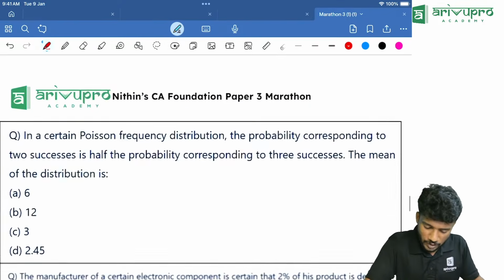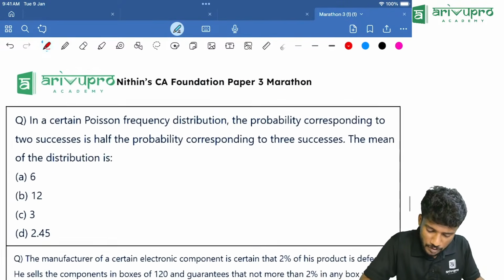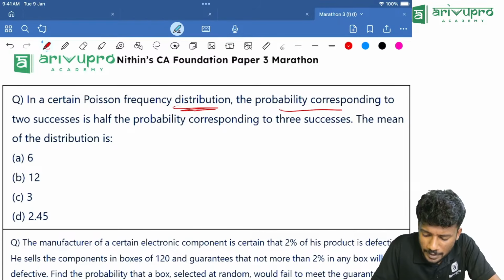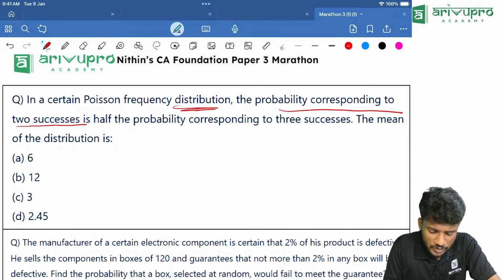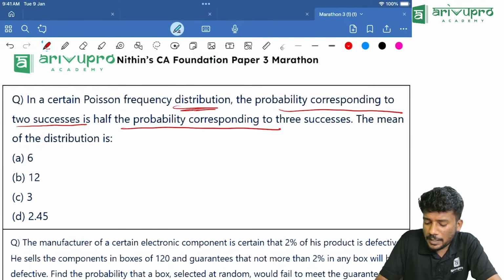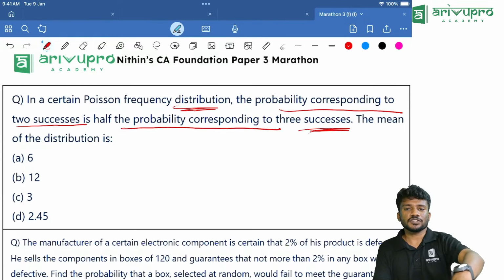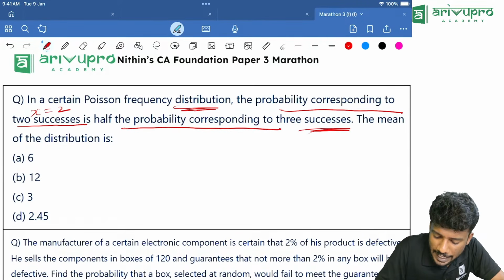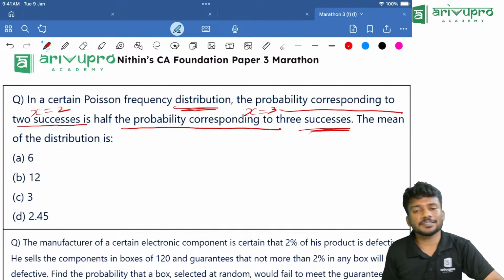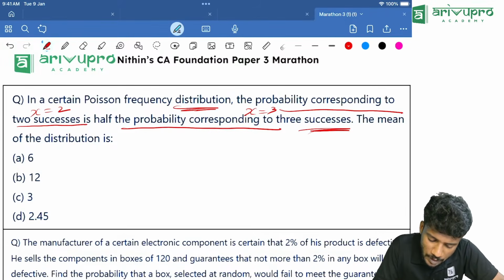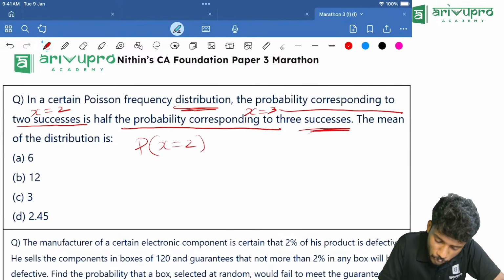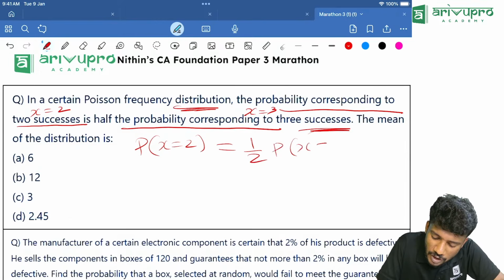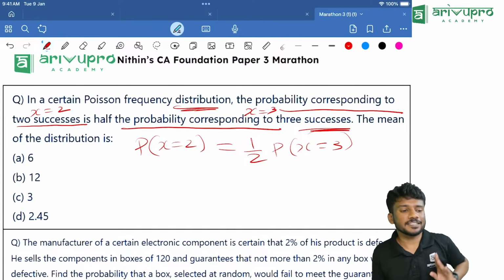Very easy. Very easy. Look here. In a certain Poisson frequency distribution, the probability corresponding to 2 successes is half the probability corresponding to 3 successes. So x value in the first case is how much? X is equal to 2. Then x value in the second case is how much? X is equal to 3. So they are telling P of x equals 2 is equal to half the probability of x equals 3. That is given in the question.